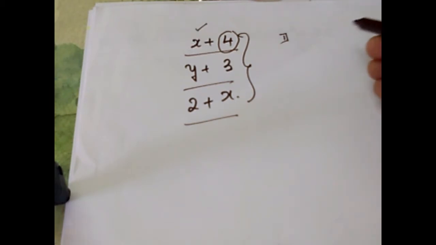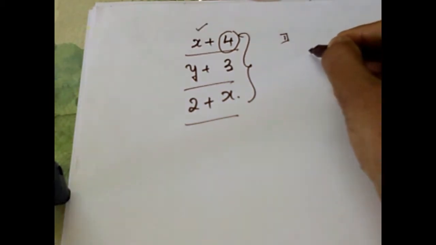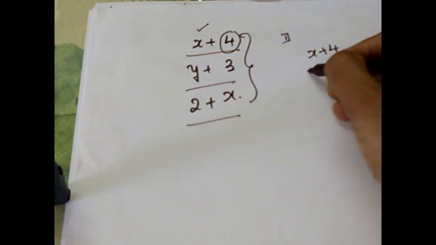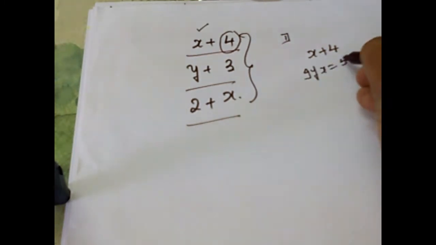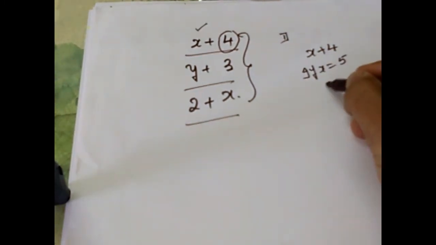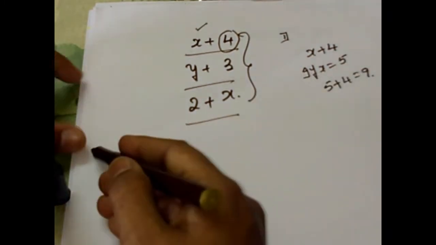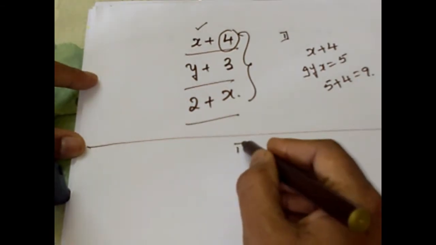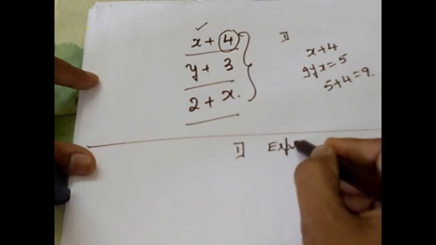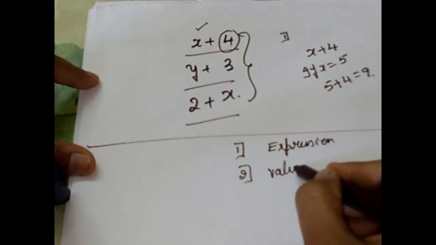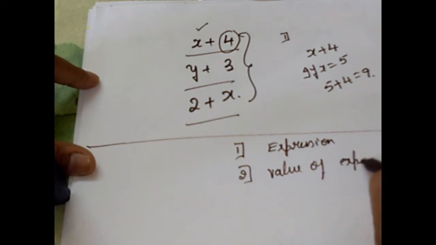For example, what is an expression? x plus 4 is an expression. If the value of x is 5, what is the solution? We say that 5 plus 4 is 9. So what we'll be learning in this chapter is, first step, you will have an expression. Second step, the value of the variable should be substituted. The value will be given in the question, and that must be substituted.